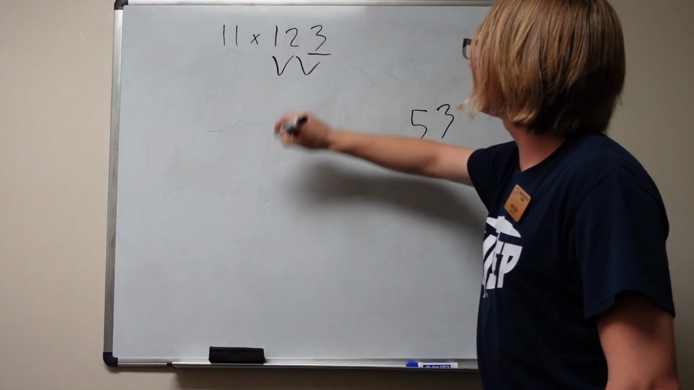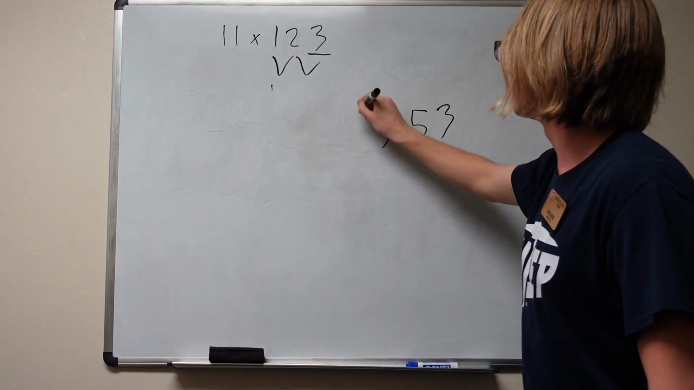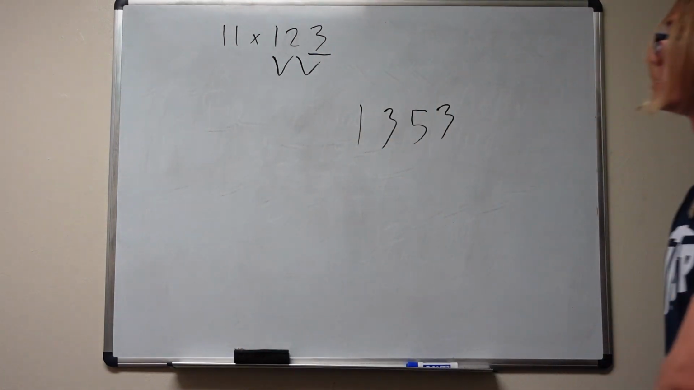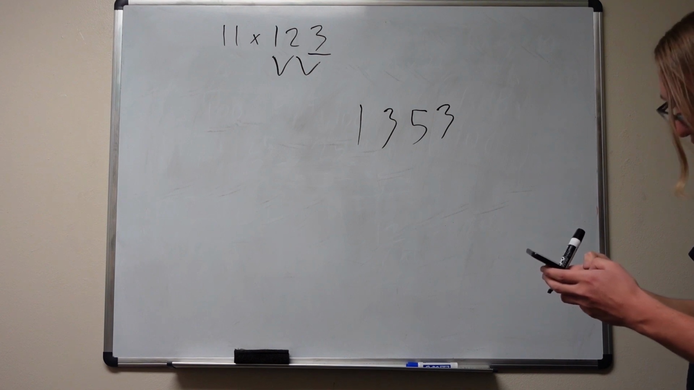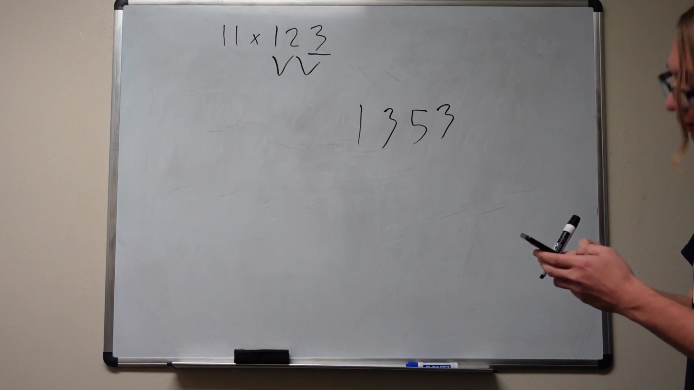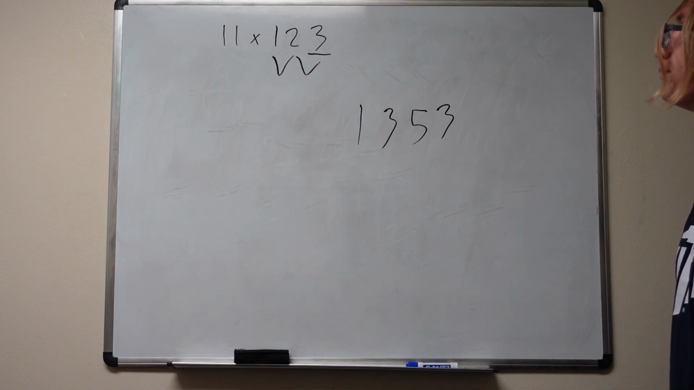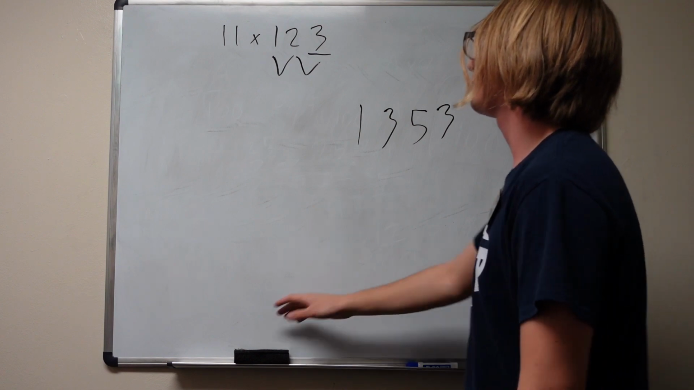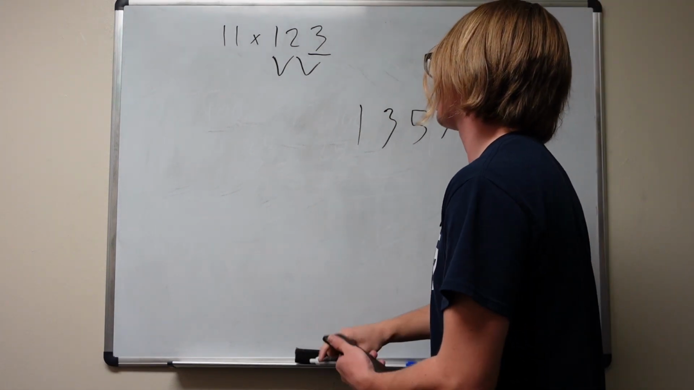Then we go on to the next 2, so 1 plus 2 is 3. And then we write down the final digit, which is just 1. So 11 times 123 should be 1,353, and that's correct. I'll do one more example. In fact, I'll just have 11 times this.